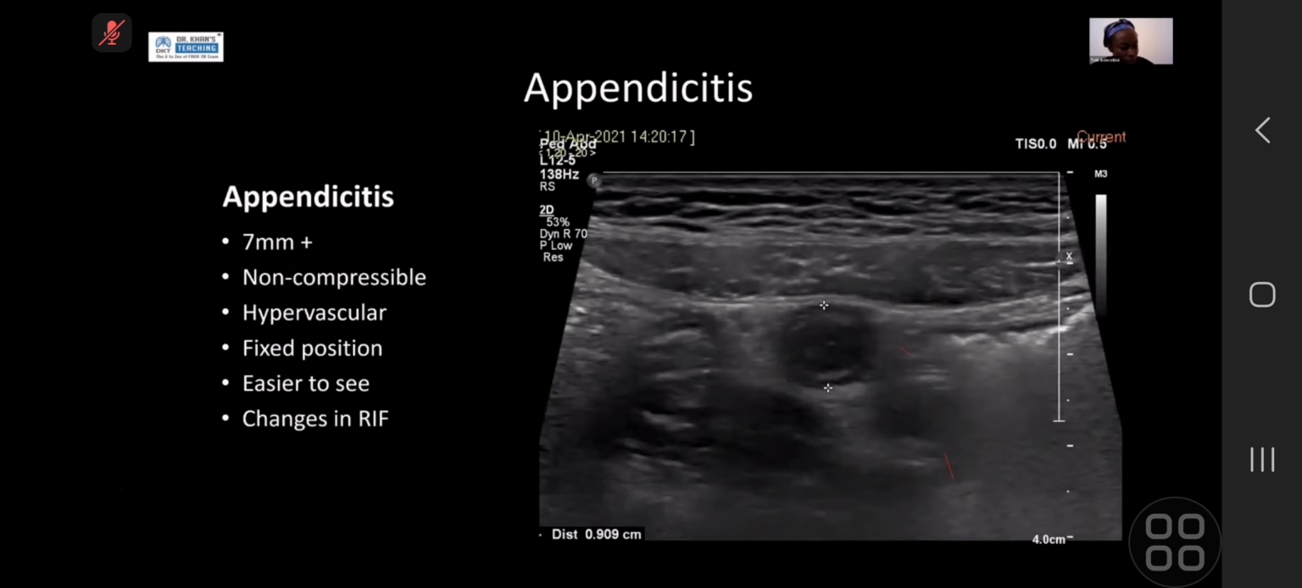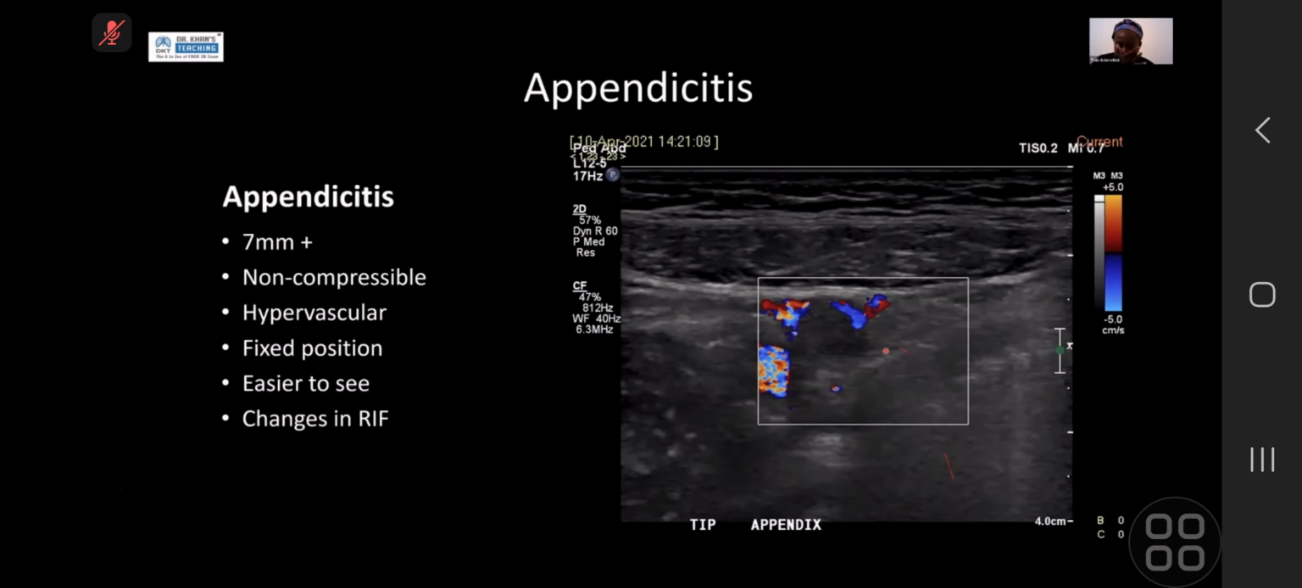When you've found your appendix, if it's an appendicitis, you'll see that it's more than 7 millimeters in diameter, which you can see in this case. You won't be able to compress it. It'll be hypervascular, like we saw on the initial case, and it won't move. It'll be in a fixed position. And I find that if I can find the appendix really easily, so sometimes even with my curvilinear probe, if I'm just having a look in the pelvis and I see the appendix, it's more likely to be inflamed than not inflamed.